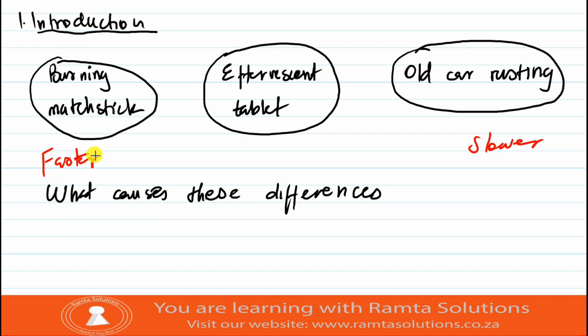What differences? The burning matchstick, the reaction completes faster than the old car that is rusting. In the same way, the burning matchstick is also reacting faster than the effervescent tablet. So we're going to understand what causes these. As you can see, the burning matchstick is a faster reaction. The old car that is rusting, it's rusting at a very slow pace. So it's a very slow reaction, right?